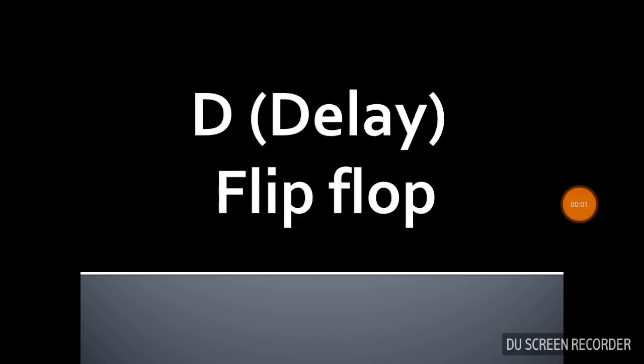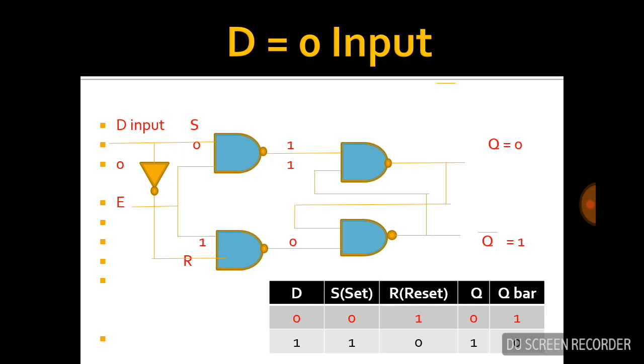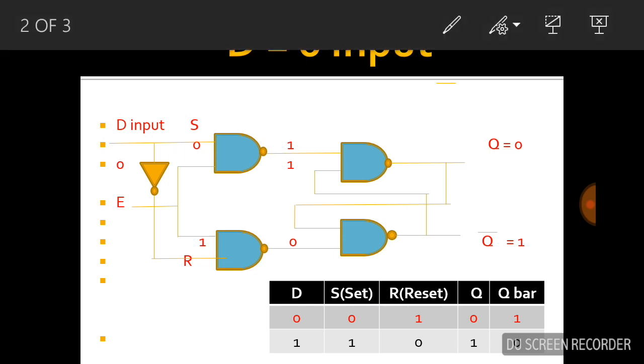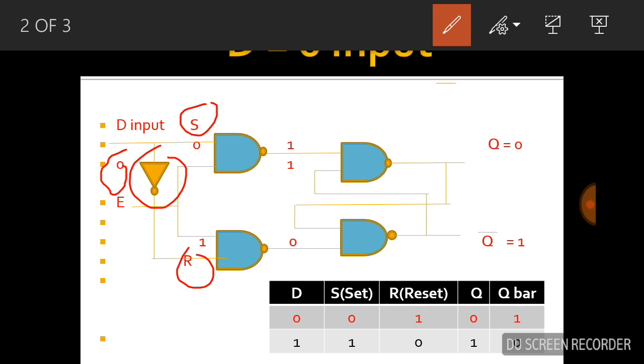Hello friends, today we learn the D flip-flop, meaning delay flip-flop, and this delay flip-flop is made by the SR flip-flop. If the S and R inputs of the SR flip-flop are connected with an inverter, then this becomes the D flip-flop. In the D flip-flop, there is only one input, either 0 or 1.